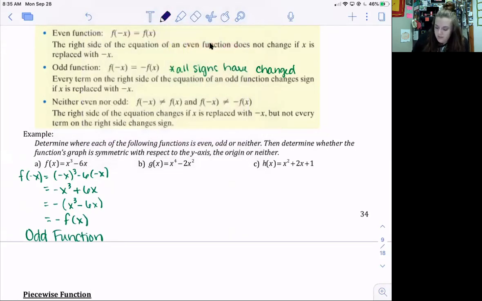Looking at g of x, if we plug in negative x, we get negative x to the fourth power minus 2 times negative x to the second power. Well, remember when we take a negative to an even exponent, it becomes positive. So we have x to the fourth minus 2x squared. Well, that's the same as what we started with. So this equals g of x, which means we have an even function.